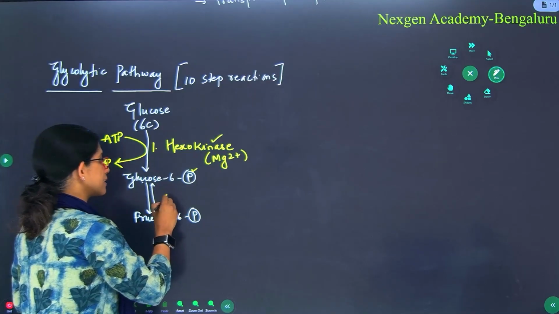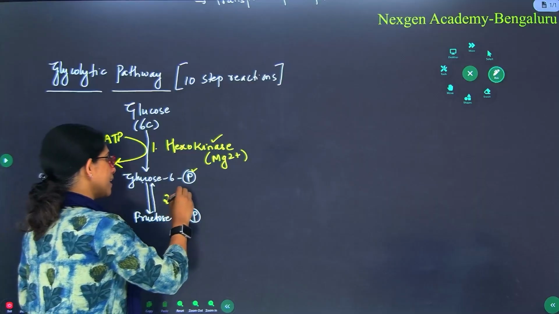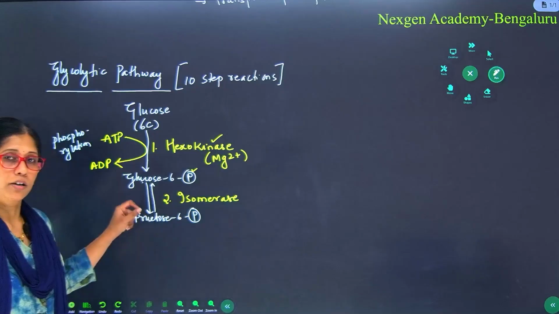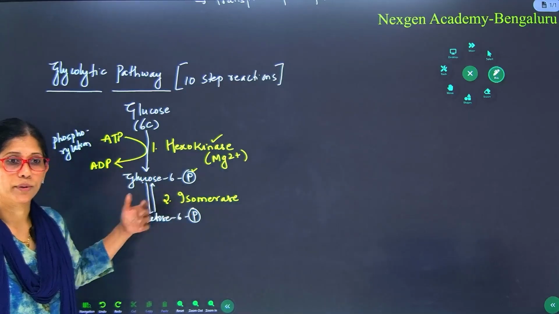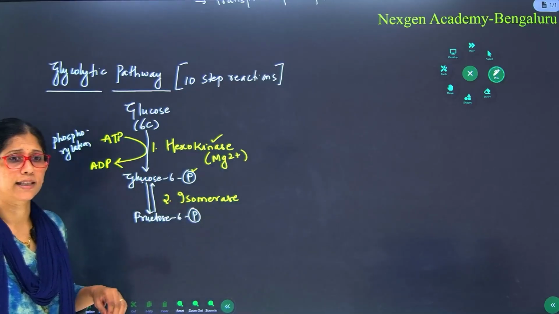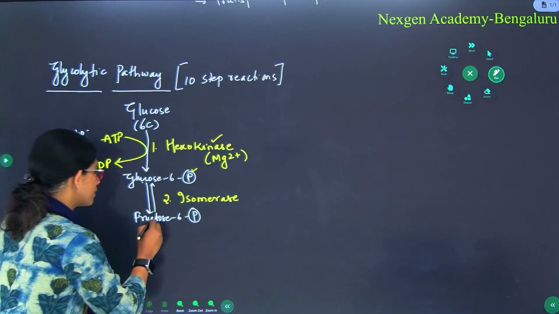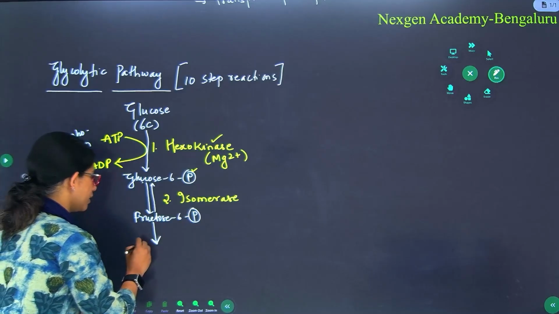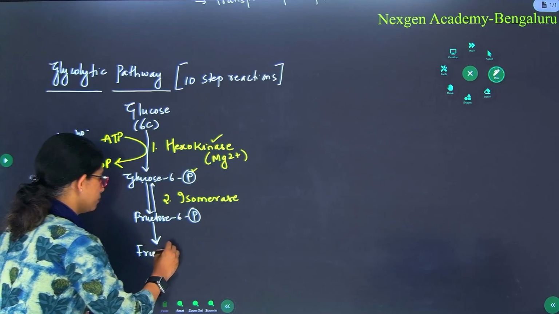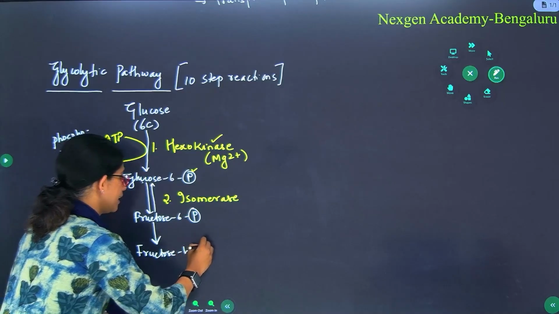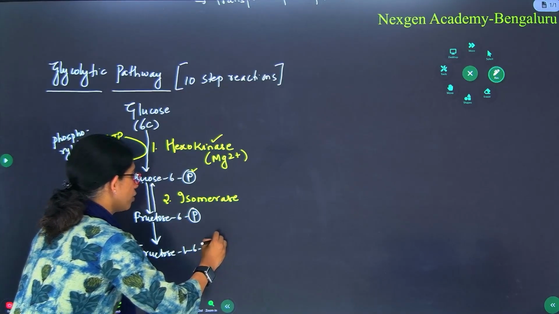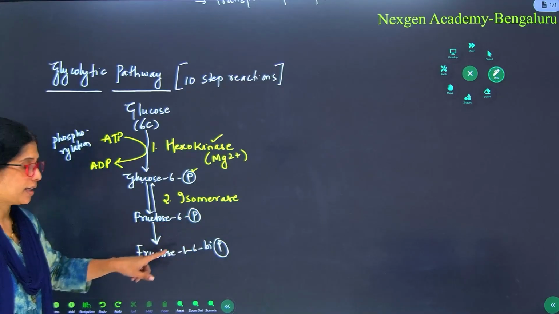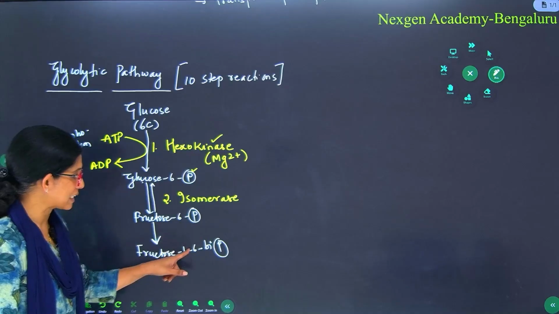So this is the second step here. It is catalyzed by the enzyme isomerase, or phosphohexoisomerase enzyme, right? So that is the second step here. Next step, third step: this fructose 6 phosphate is converted to fructose 1,6 biphosphate, right? You can see here, fructose 6 phosphate is converted to fructose 1,6 biphosphate.